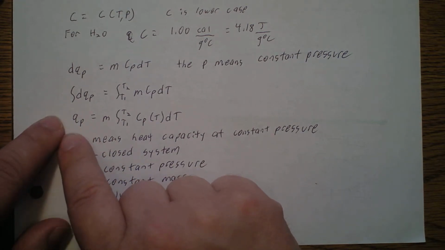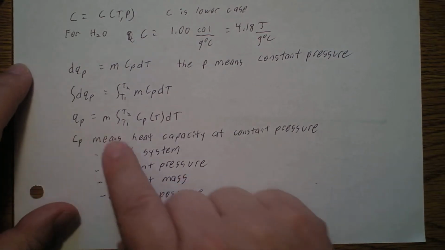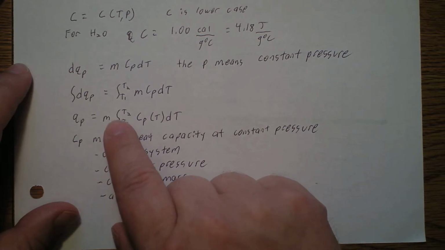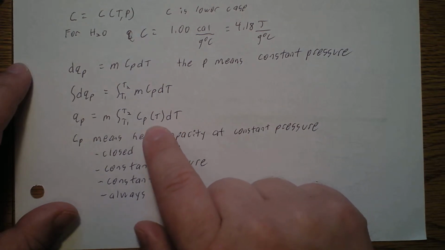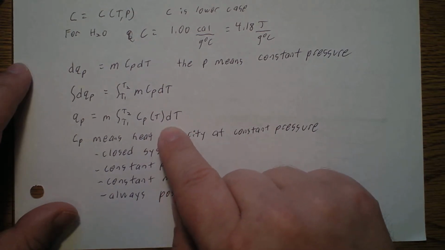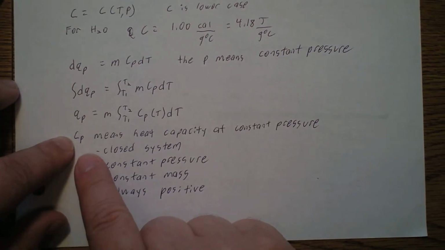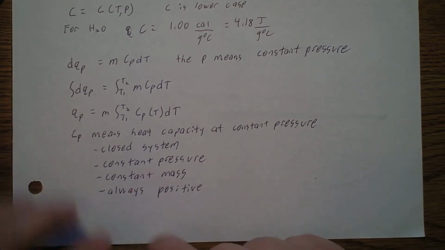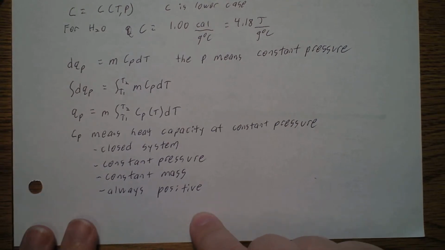So that means that the heat exchange, the heat flowed, whatever you want to call it, at constant pressure, mass is constant, so we pull that out and say mass times the integral from temperature 1 to temperature 2 of the specific heat at constant pressure, but as a function of temperature, with respect to temperature. Now, lowercase c subscript capital P means the heat capacity at constant pressure. But remember, this is only going to be relevant if you have a closed system, you're at constant pressure. Obviously mass is constant, and this number is always positive.